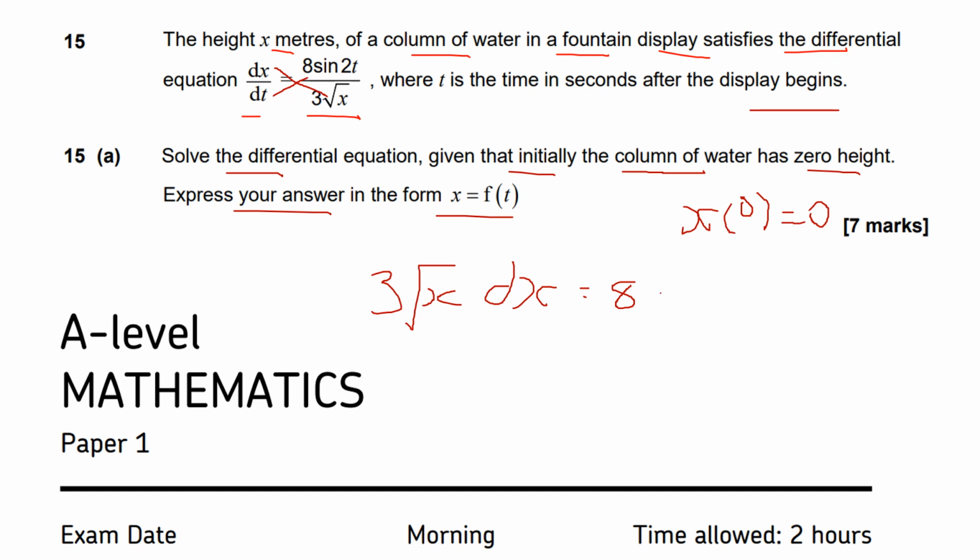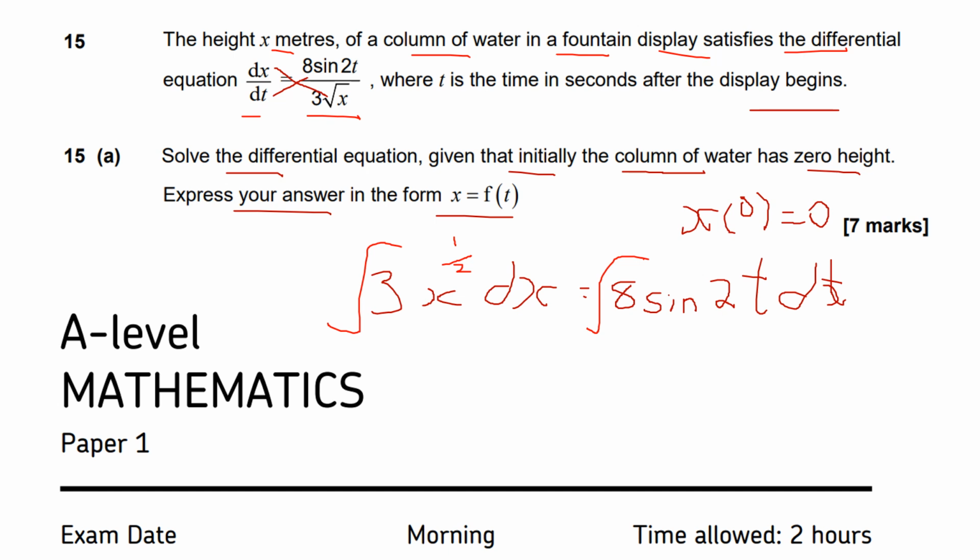I'm now going to integrate both sides. Guys, we're taking our time with the integration. But before that, I'm going to write the left-hand side in index form to make it easier to integrate. So I'm going to have 3x to the power of a half. So now integrate both sides. What am I going to have? The integral of this and the integral of this.